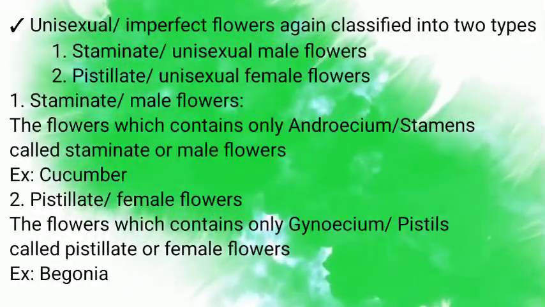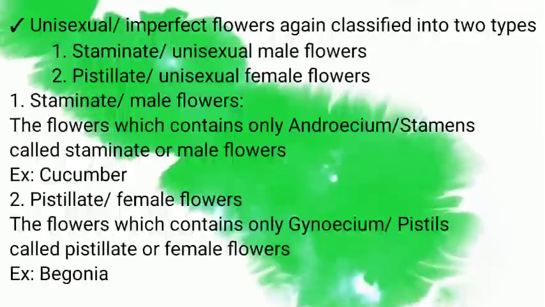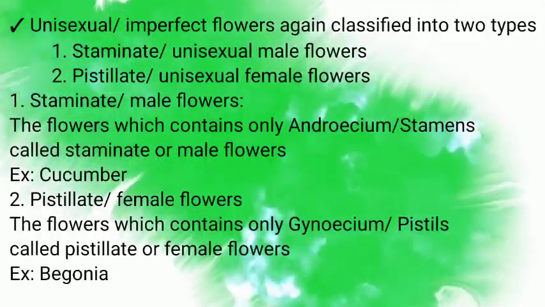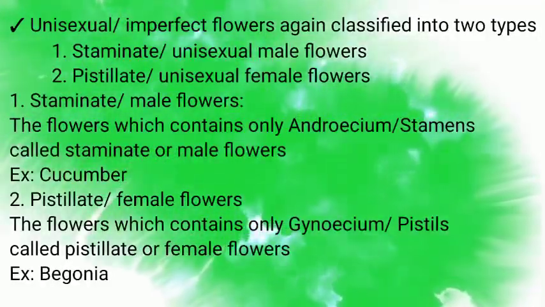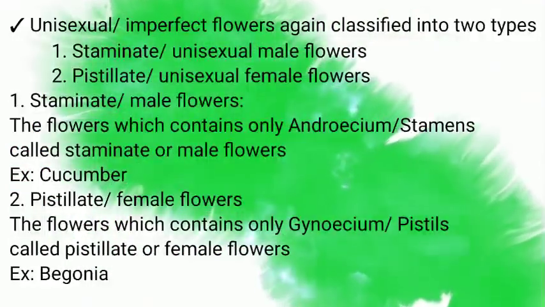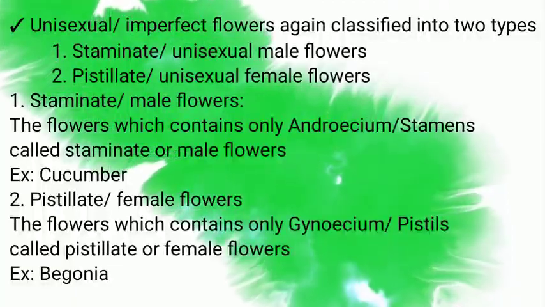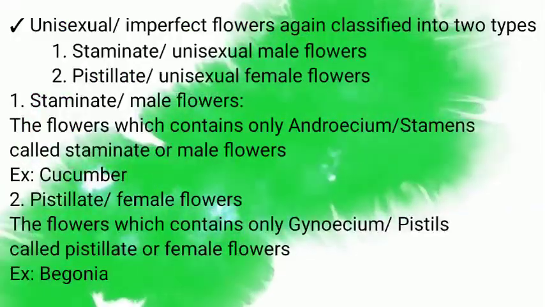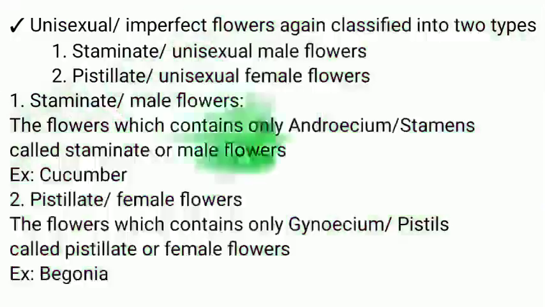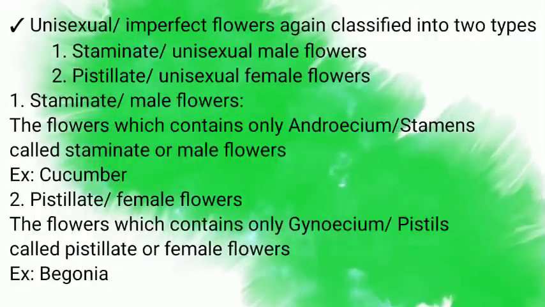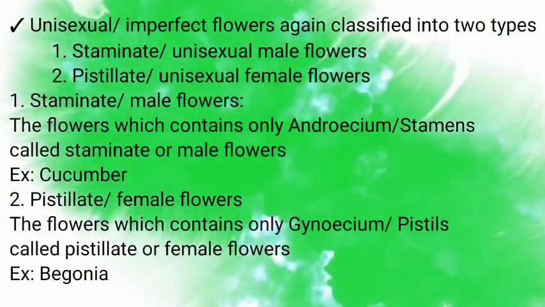Staminate are male flowers. The flowers which contain only androecium or stamens are called staminate or male flowers. Example: cucumber. Number 2, pistillate are female flowers. The flowers which contain only gynoecium or pistils are called pistillate or female flowers. Example, begonia.